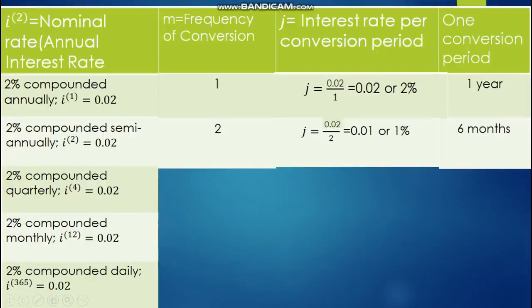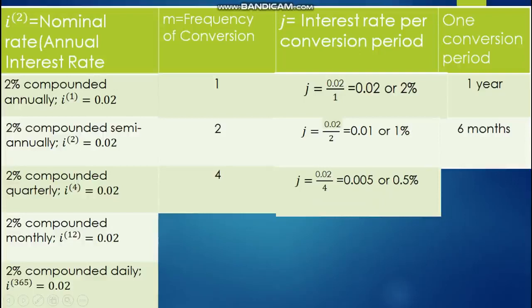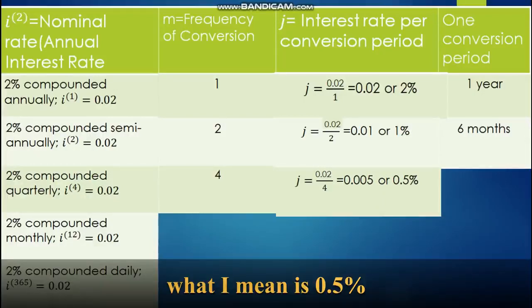For the third problem, we have 2% compounded quarterly. m equals 4, and the interest rate per conversion period is 0.02 divided by 4, which is 0.005 or 0.5%. And one conversion period is every 3 months because it is quarterly, and that is 4 times in a year.